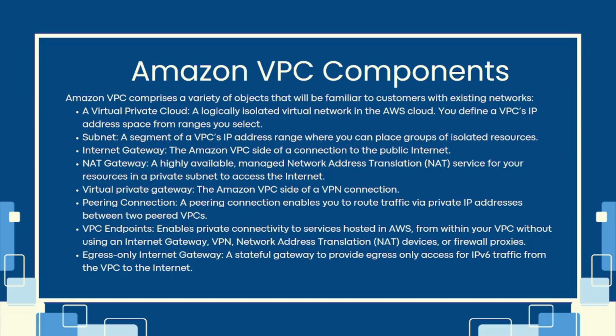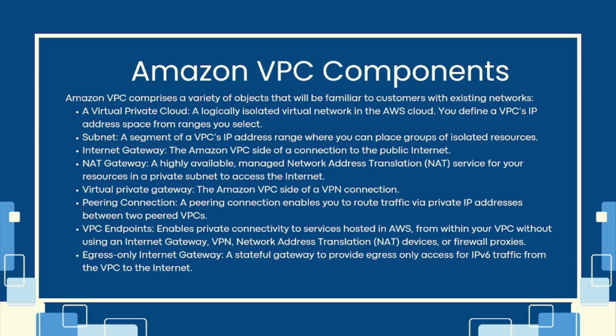Then the internet gateway, the Amazon VPC side of a connection to the public internet. It is used inside the VPC to access the instances or resources present in a public subnet. Then comes the NAT gateway. NAT gateway is a highly available and managed network address translation service for your resources in a private subnet to access the internet. So if an EC2 instance is in the private subnet and wants to access the internet, it is doable with the help of NAT gateways.